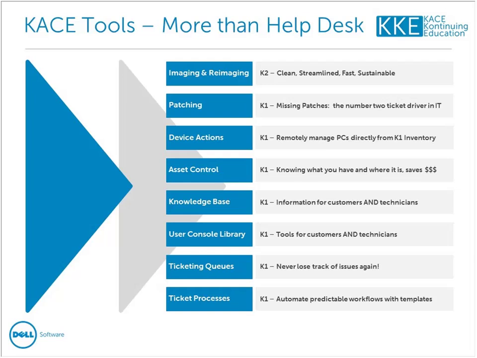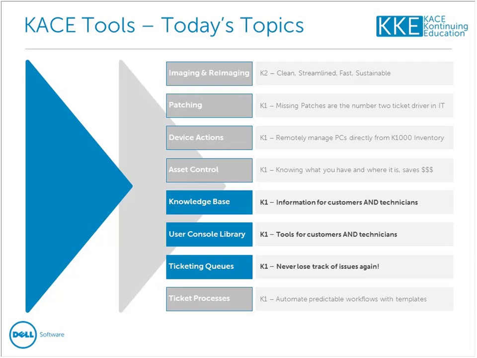Right? Then the knowledge base, the user console library, and the ticketing queues, what we're going to talk about specifically today, and then the ticket processes feature, right, to be able to automate any processes that require multiple tickets in a certain order. But what we want to concentrate on today are these three. There is much to learn about those other modules, and I strongly encourage you to learn about them and utilize them. And we have KKE videos. We have upcoming KKE sessions where we talk about those, and we teach you how to use those. But today, I want to concentrate just on these three, okay?